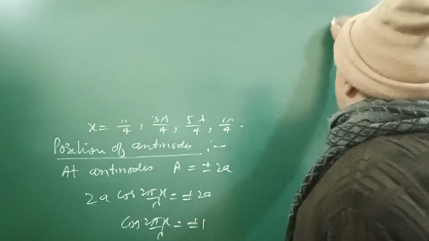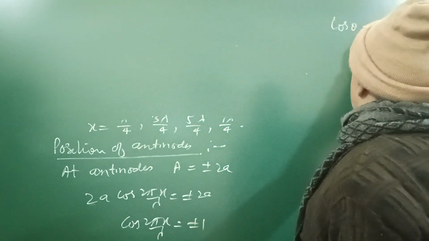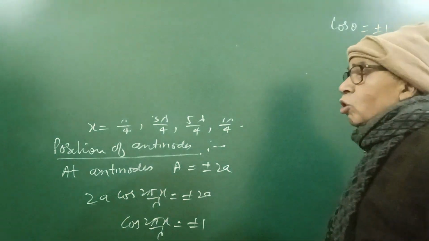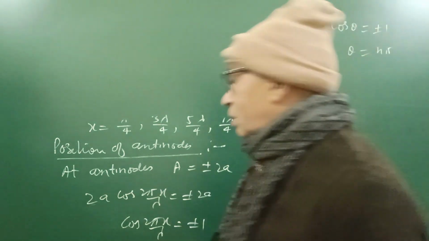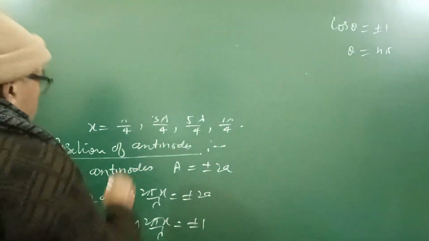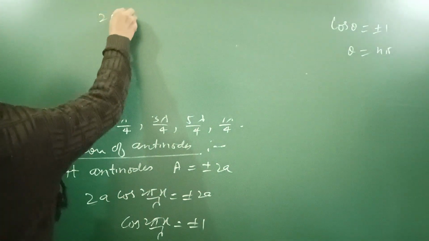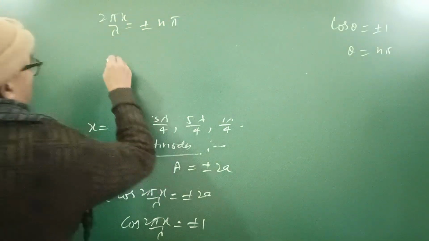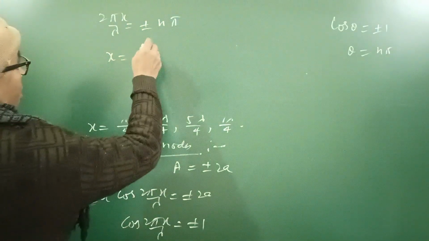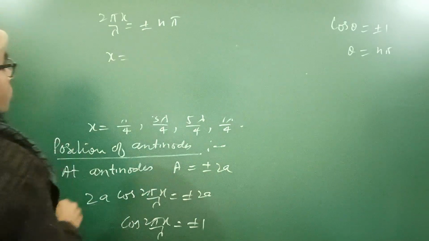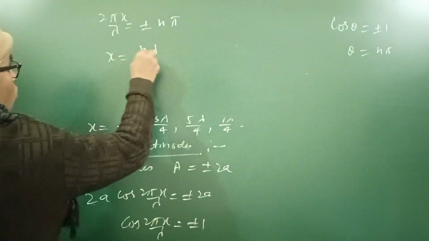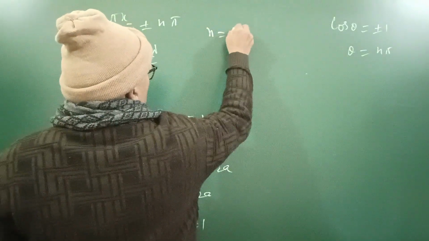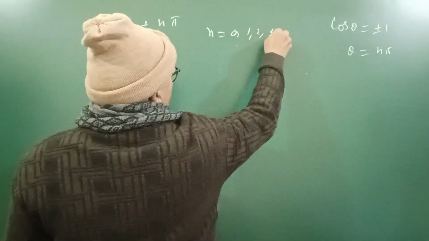I told you cos theta is equal to plus minus 1, so theta is equal to n pi. Cos 0 is 1, cos 180 is minus 1, and so on. So 2 pi x upon lambda is equal to plus minus n pi, and therefore x is equal to n lambda by 2, where n equals 0, 1, 2, 3, 4.